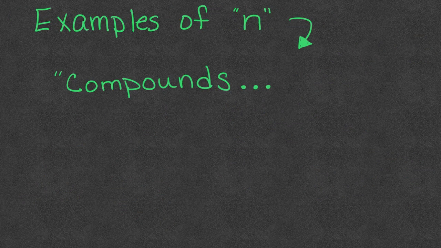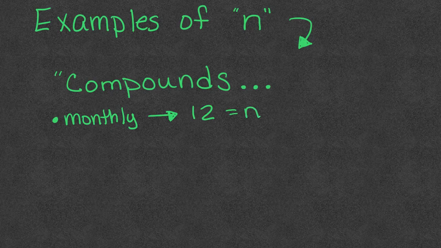Okay, so let's go on to examples of N, that variable that we discussed earlier, the number of times something compounds within a year. So in your word problem that you're reading, it'll probably say compounds blank, some kind of descriptive word that gives you an indication of how often. You may see it say compounds monthly. Well, how often does that occur in a year? How many months are there in a year? Well, there's 12, so we would put 12 for N. 12 would equal N, and we would put that in both locations.